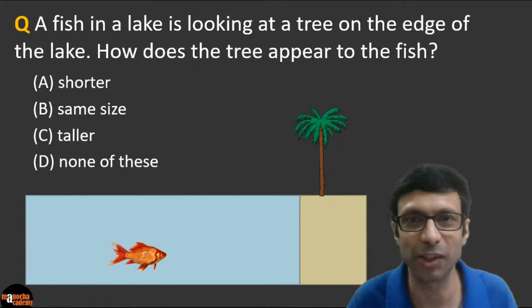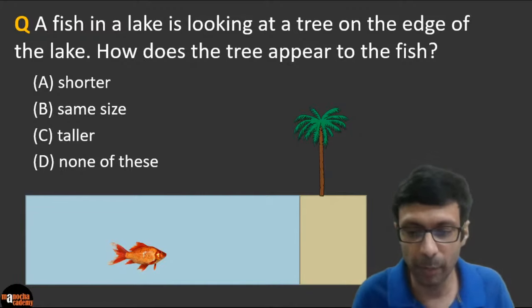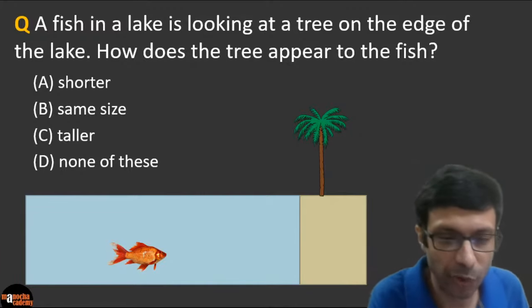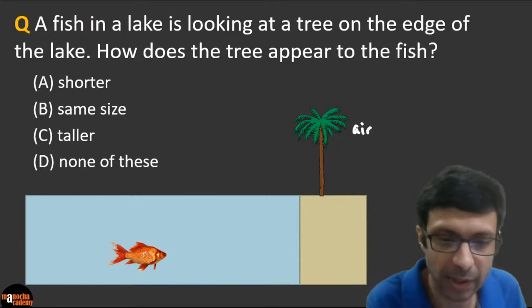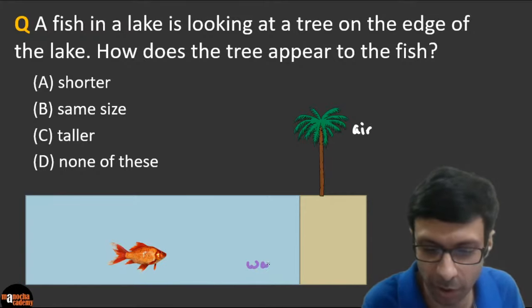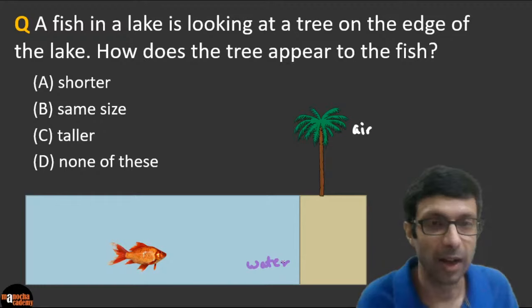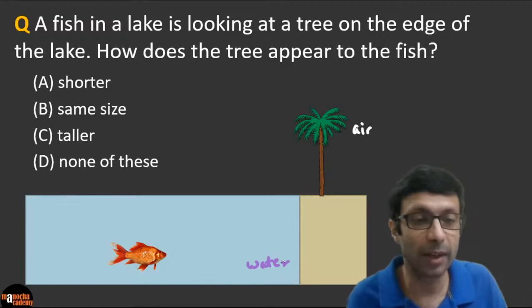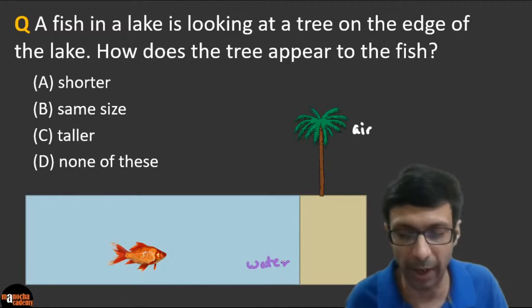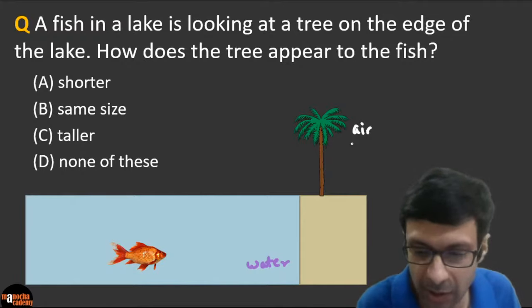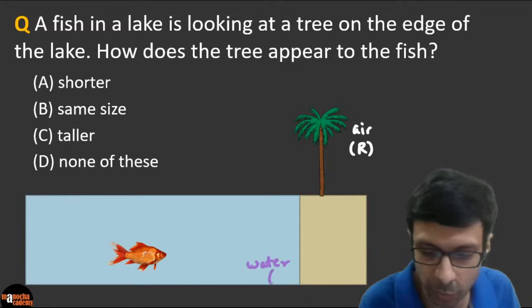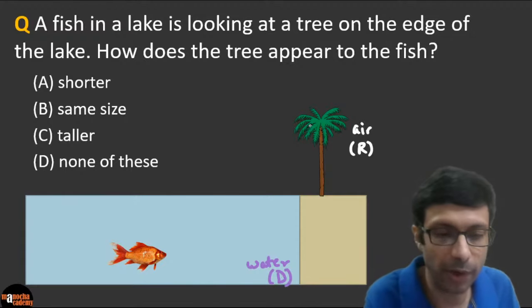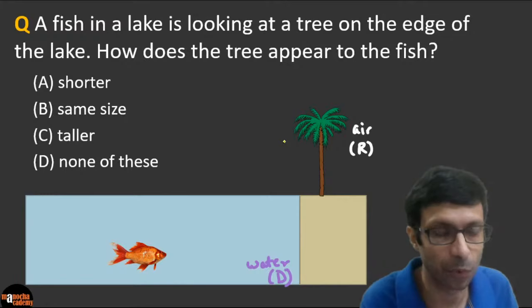Come on, try this question. So think about this scenario here. The fish is in water, and the tree is outside in air. As you can see, the fish is swimming nicely in water. And you know that water is a denser medium compared to air. So air, we can say, is a rarer medium, so I'll write R over there. And water is a denser medium, so we'll write D. So definitely the light is going to bend.